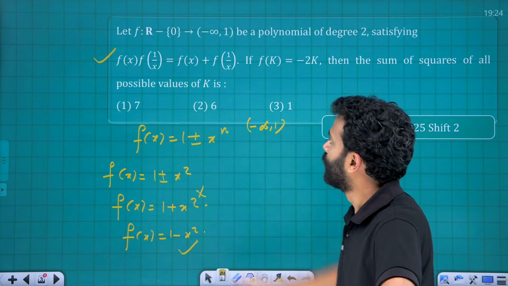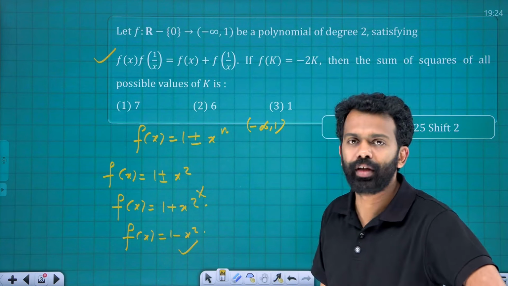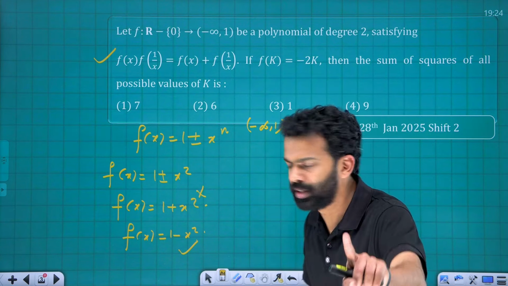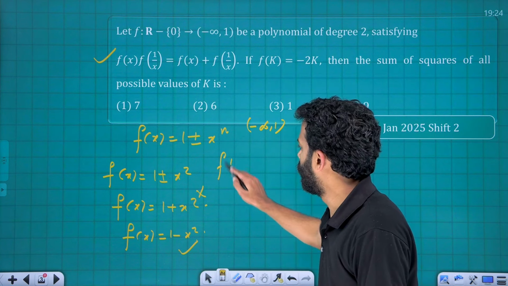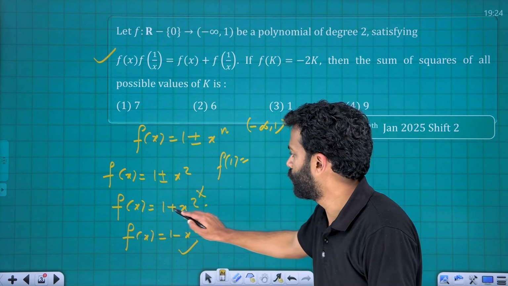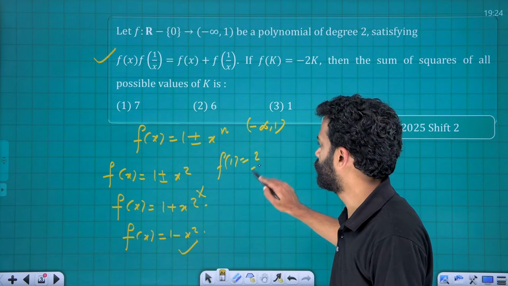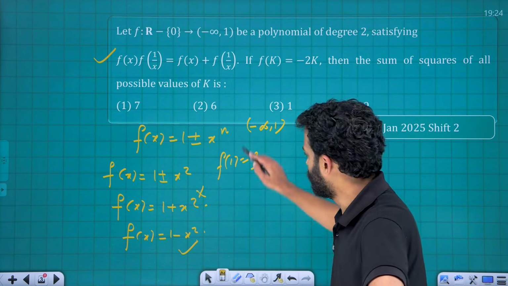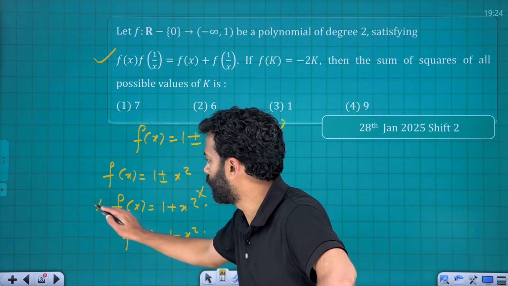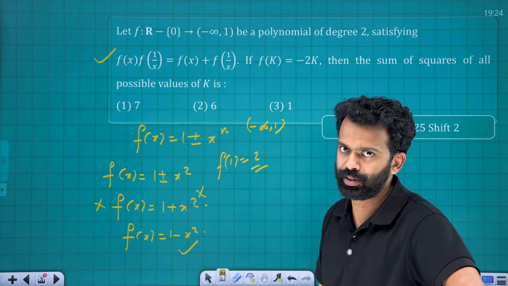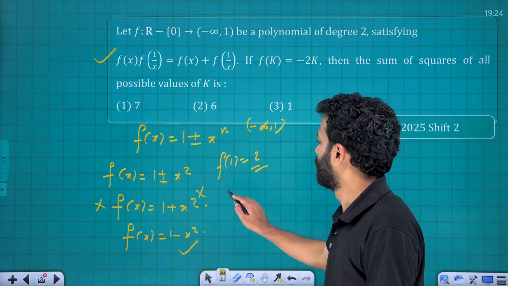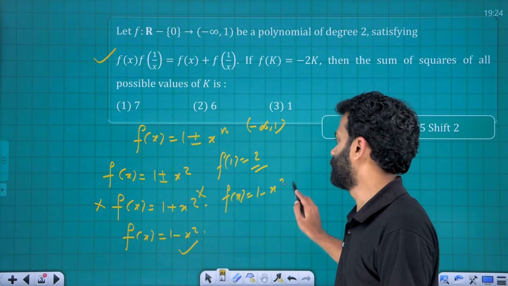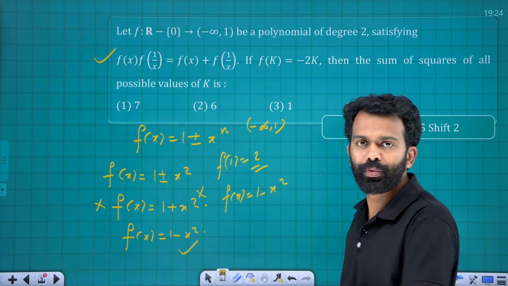Why? Because we know that the domain is the real numbers minus {0}. So 1 is an element in the domain, right? If you put f of 1, what will you get? f of 1 is equal to 1 plus 1 square, that is 2. Is 2 in the codomain? No, right? Therefore, it is not possible. That's why we need to exclude f of x is equal to 1 plus x square. So what is our function here? f of x is equal to 1 minus x square. That's it, that part of the problem is over.